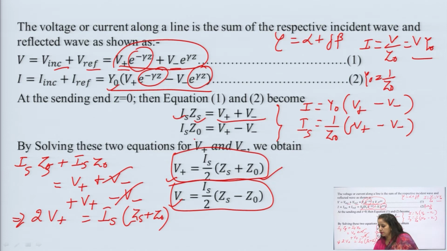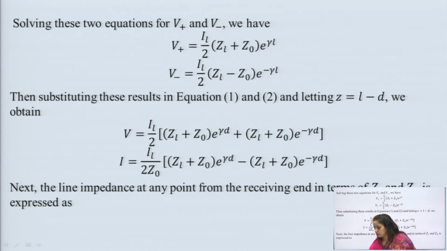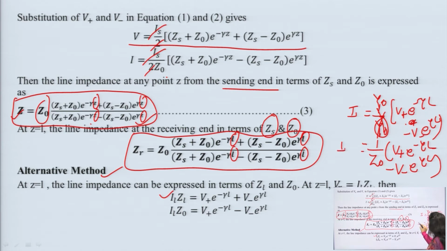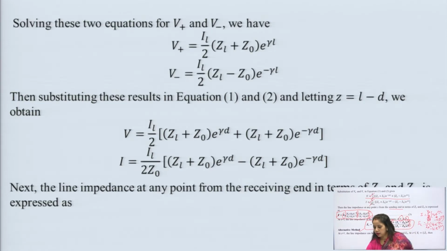So, what is the expression here? Y naught is in the numerator side. So, it will be 1 upon Z0 times V plus e to the power minus gamma L minus V minus e to the power gamma L. So, at the load impedance, the current will be IL into Z0 is equal to V plus e to the power minus gamma L minus V minus e to the power gamma L.